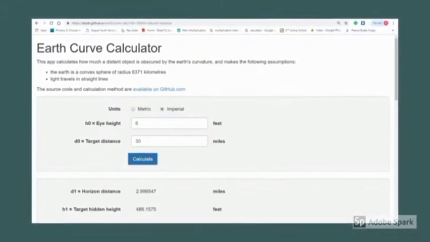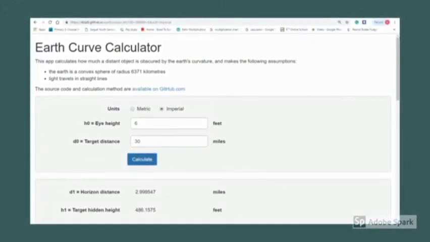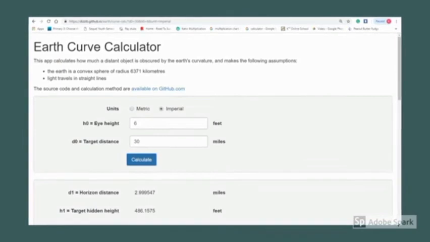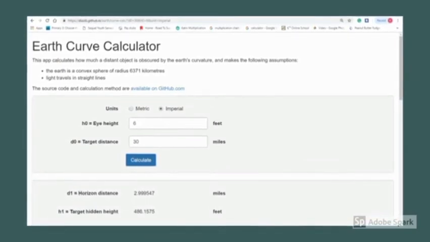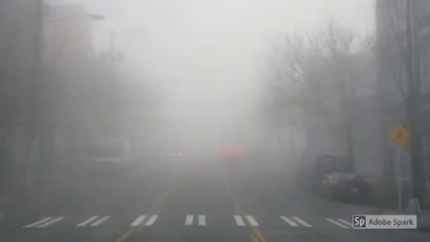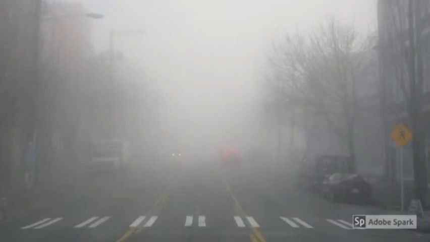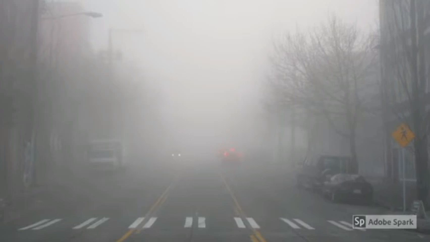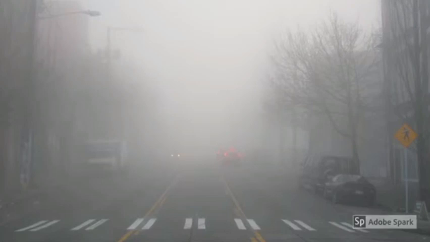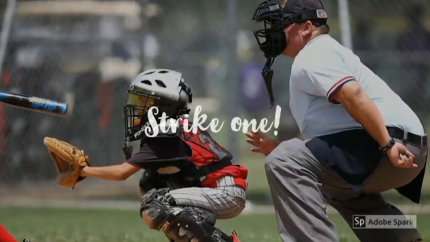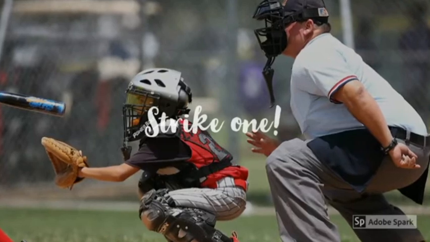According to this, that horizon line should be 2.999, about 3 miles away. That horizon is not 3 miles away. And you can't tell me that those cars over there are hidden because of the curvature of the Earth. Strike one for reflection.